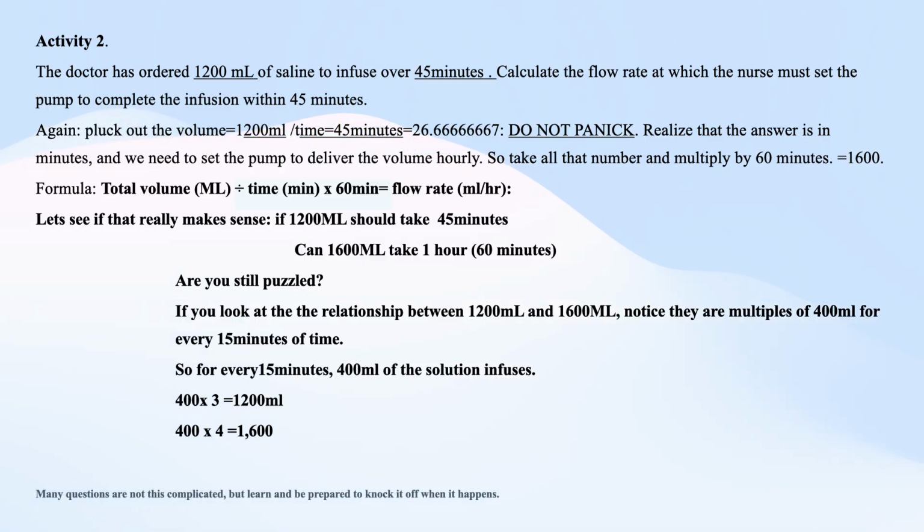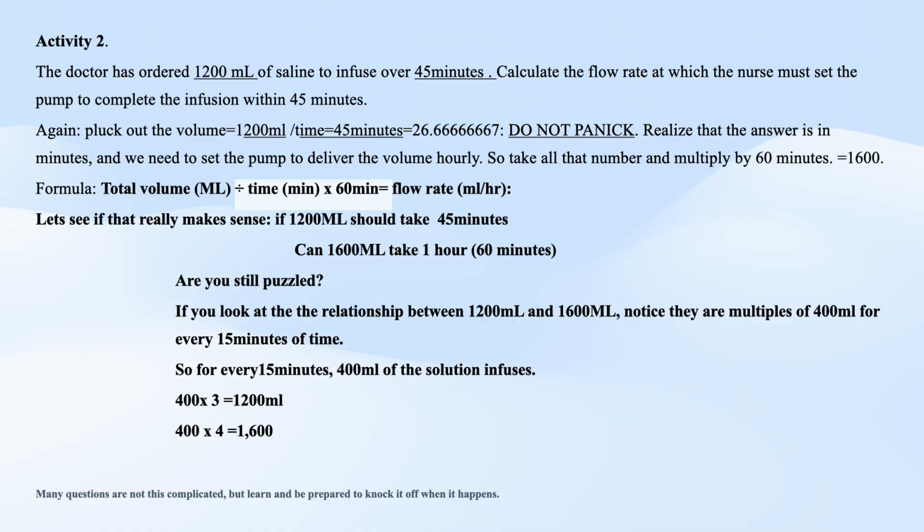So 1200 divided by 45 minutes makes us end up with a decimal number with lots of digits. All right, it seems like a lot, doesn't seem reasonable. It's okay because it's not complete yet. There's one additional step when you run into problems like this. There's one additional step you have to take.